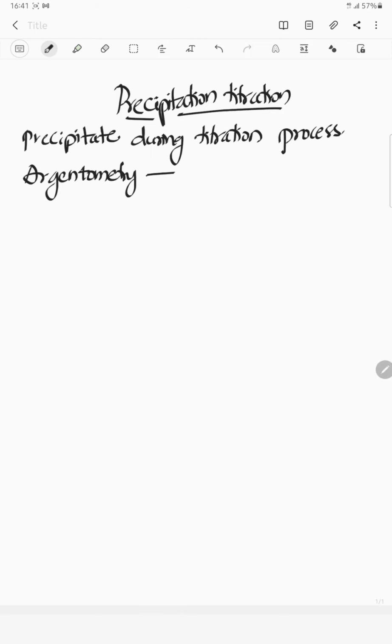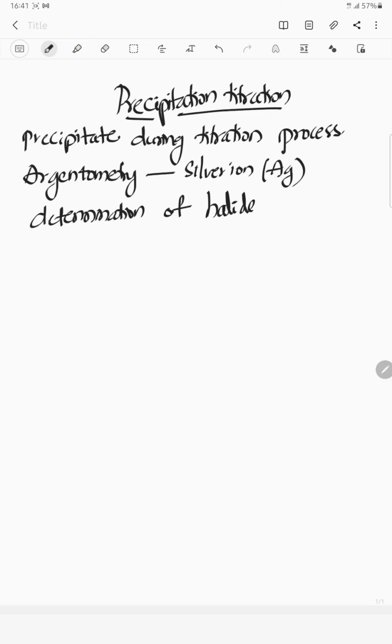argentometry because here the silver ion, that is argentum, is involved in the method of determination of halides present in a sample.